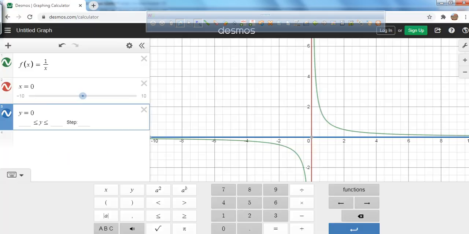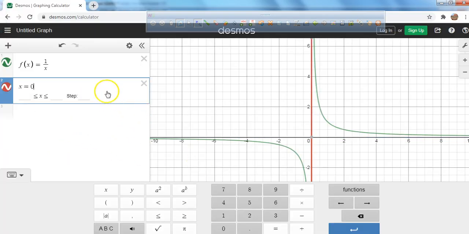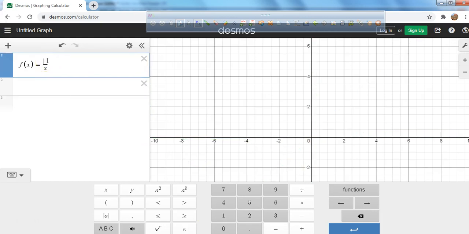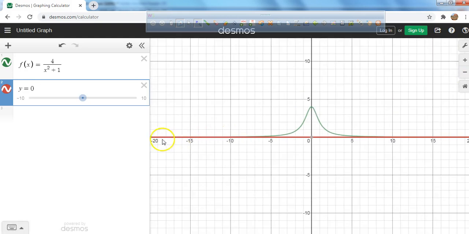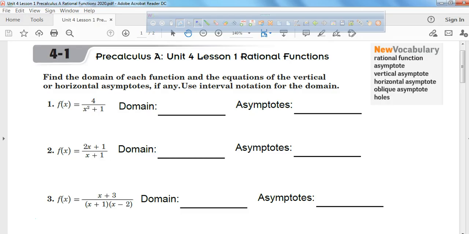So if you're not sure what I'm talking about, let's quickly make a graph here, and I'll put 4 over x squared plus 1. And like I said, there's a horizontal asymptote at y equals 0 right here, but you can clearly see that even if I zoom out, it goes forever to the left and forever to the right. So the domain is negative infinity to positive infinity. Let's look at the next one.